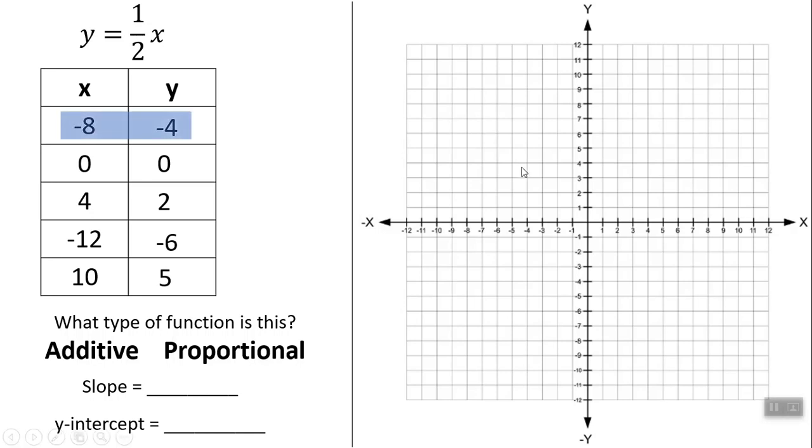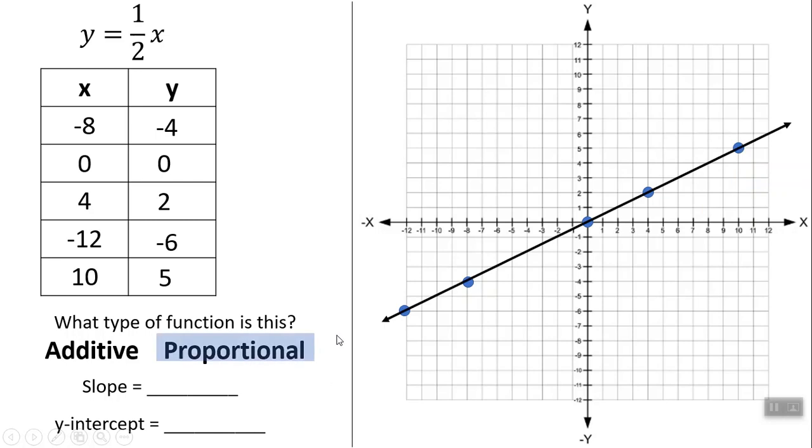-8, -4, if we plot that on the graph, -8, -4 is going to be in quadrant 3. 0, 0 is the origin. 4, 2. X value of 4, y is going to be 2. There it is. -12, -6. That's -12 on x, -6 on y. That's where they align. 10, 5. We've got x of 10, y of 5. There they are. Connect it, you got a straight line.